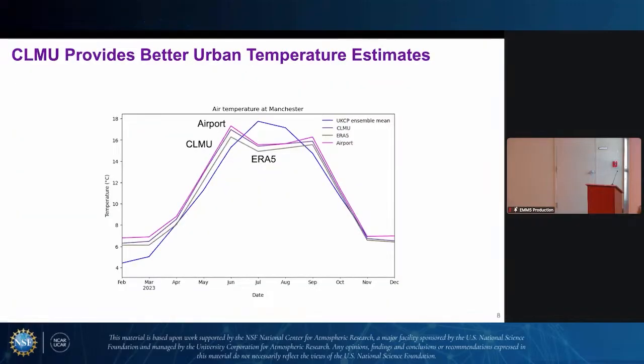And one of the useful things about CLMU is that CLMU sometimes can provide better urban temperature estimations. Here I compare different sources of air temperatures. For example, the green line is the ERA5 air temperature, and this line is the CLMU, and then the pink one is the air temperature from Manchester Airport observational data, and the blue one is the UKCP ensemble predictions. So we can find that the CLMU simulation can provide better estimations than the raw ERA5 data when compared with the airport observational data. The airport is a less developed or built-up district in Manchester, so it can be seen as a lower-developed urban area. This is why CLMU can provide better estimations for the air temperatures than ERA5, which did not include the urban processes.